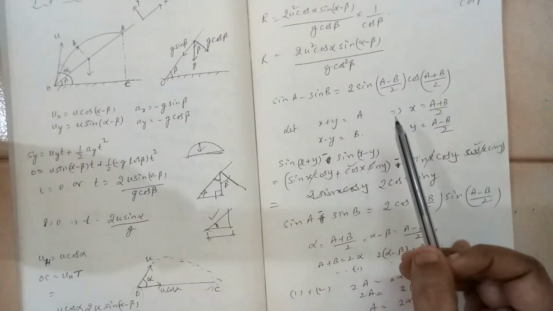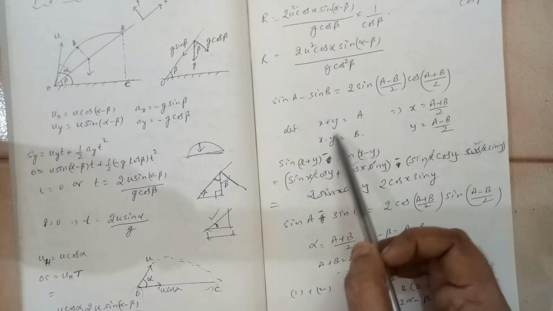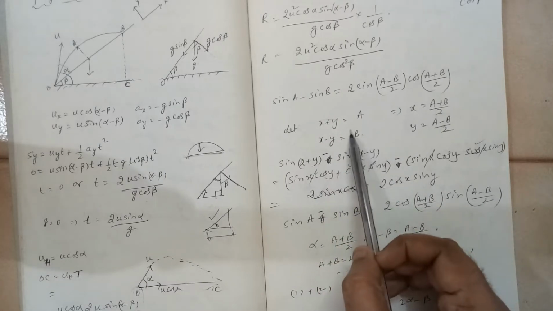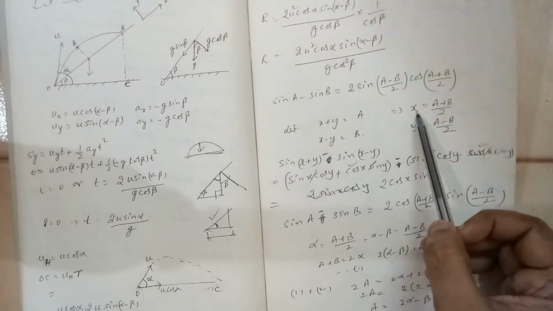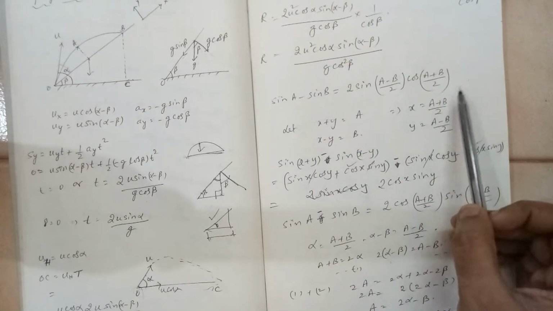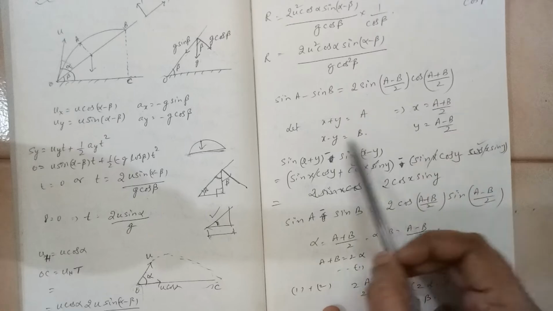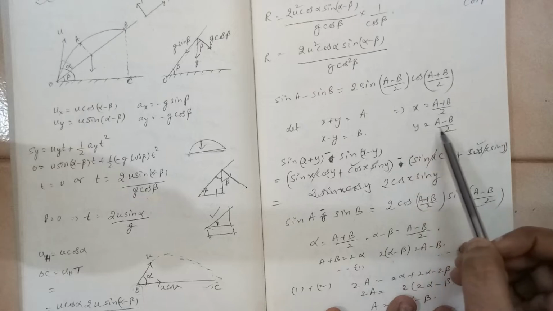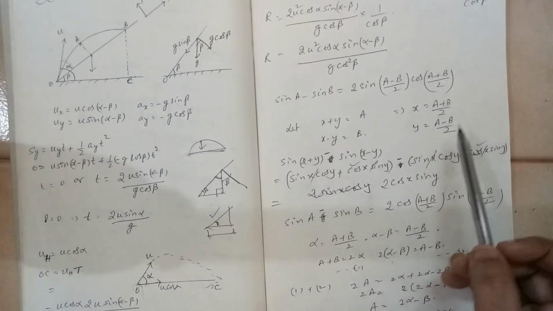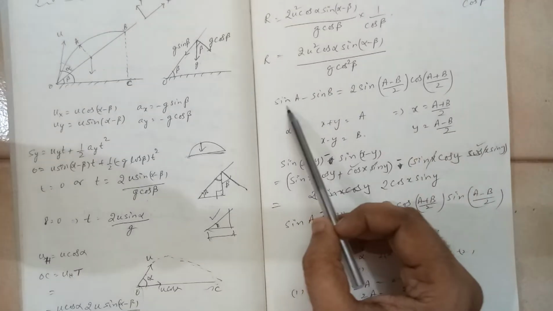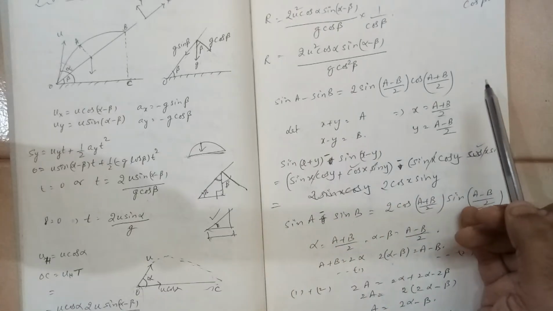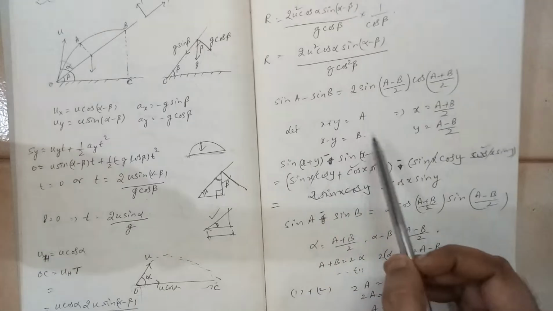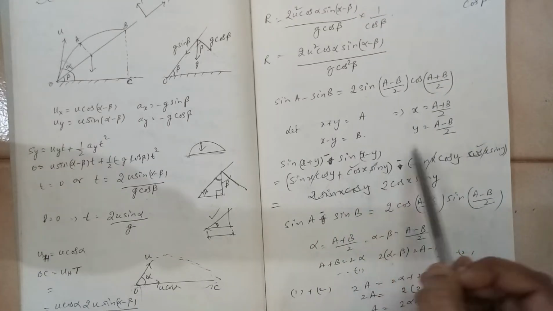I am doing the derivation also for you. Let us say some angle x plus y is equal to A and x minus y is equal to B. When you add these two, you get 2x is equal to A plus B, or x is equal to (A plus B) by 2. Similarly, when you take the subtraction, you get 2y is equal to A minus B, or y is equal to (A minus B) by 2. Now, you have sin A minus sin B here, right? So in the place of A you need to put x plus y, and in the place of B you need to put x minus y.